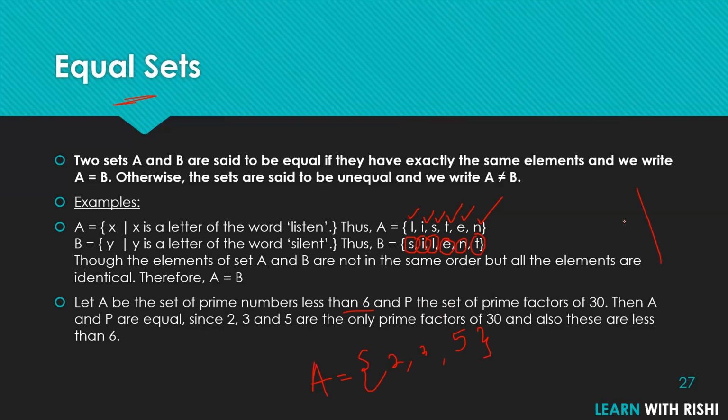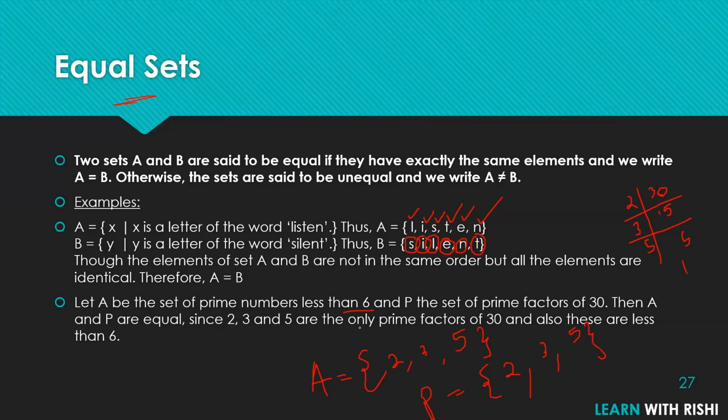Now let us find the prime factors of 30. 2 ones are 2, 2 fives are 10, 2 sevens are 14, 3 fives are 15, 5 ones are 5. What are the prime factors of 30? 2, 3 and 5. So the set P elements are 2, 3 and 5. So by observation we can see the elements present in set A and set P are the same. In both the sets we have 3 elements and all the 3 elements are the same. So these sets are equal sets.